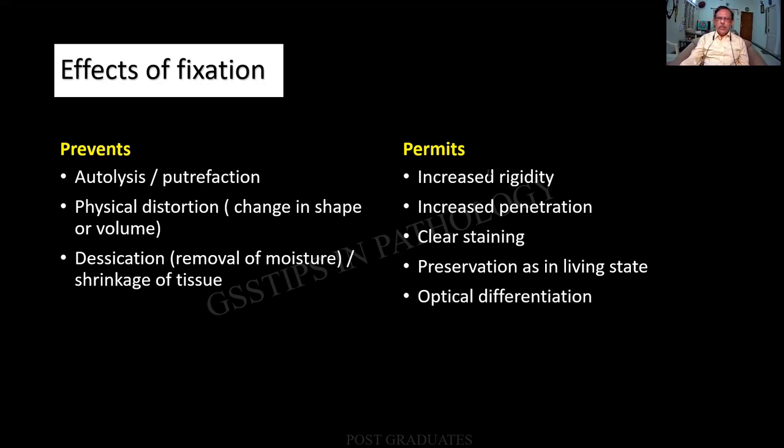And what does it permit? The tissue is very soft. It allows it to develop a rigidity. There is increased permeation. Clear staining follows the fixation. And the tissue is preserved in as lifelike a manner as possible. Also, it improves the optical differentiation, as though your eyes are able to pass through the tissue. So what it prevents, what it permits.